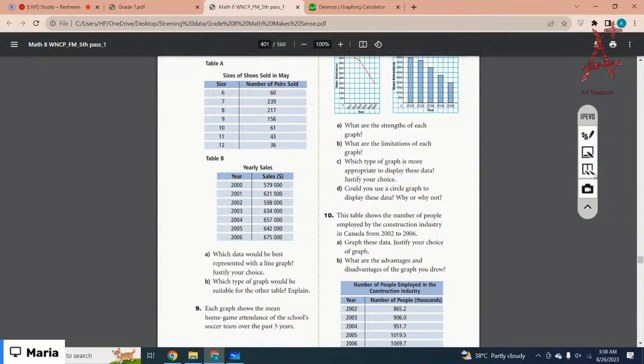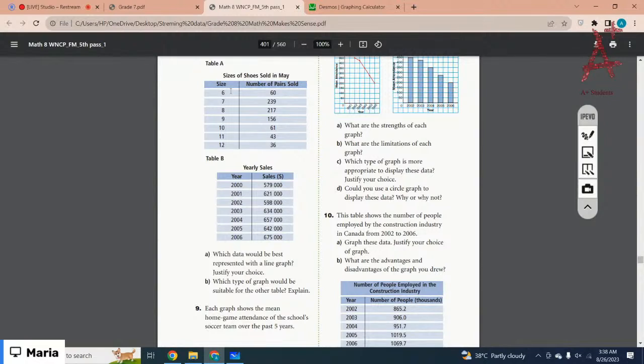Which data would be best represented with a line graph, and why? Table B is the best represented by the line graph, right? Why? Because you can see on table B the data changes over time, right? Here the data changes over size, right? So it is best to use a line graph.